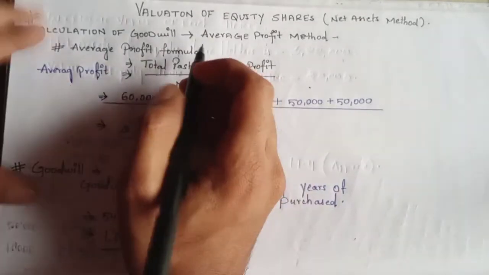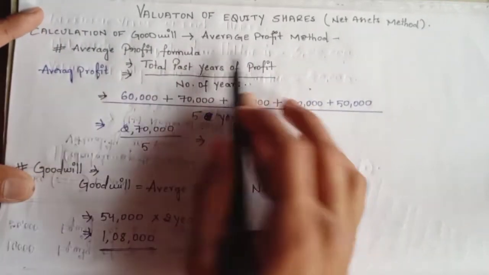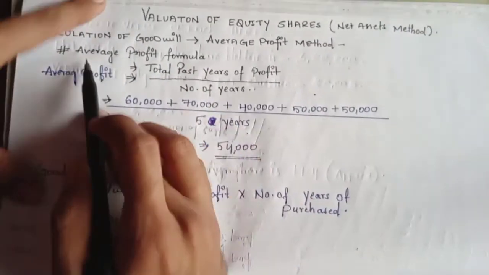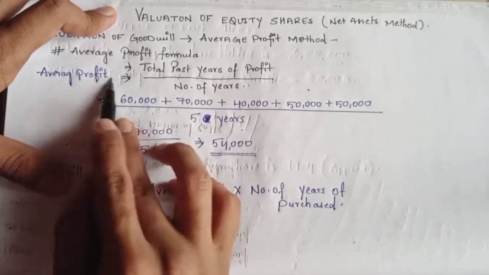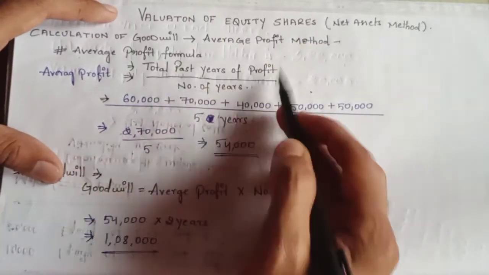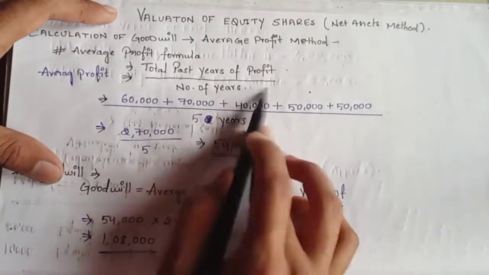So here first we have to calculate the goodwill under the average profit method, as per our question. To find the average profit, what is the formula? Average profit is equal to total past years' profits divided by the number of years.